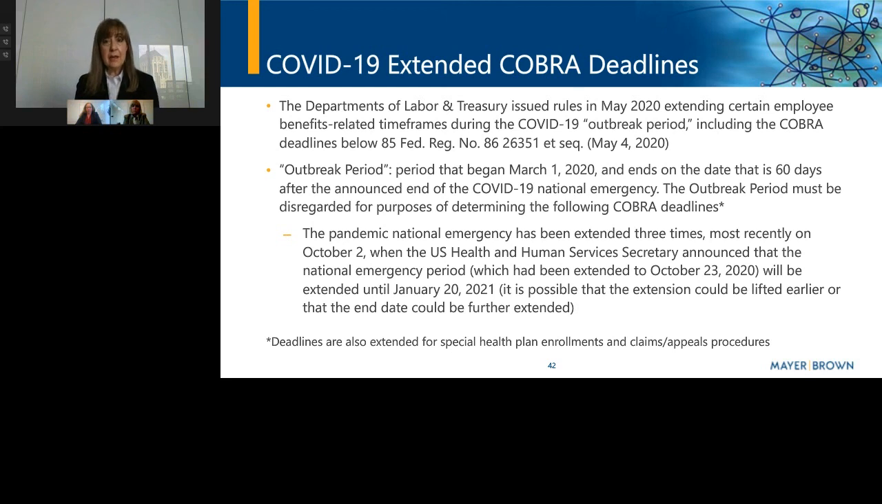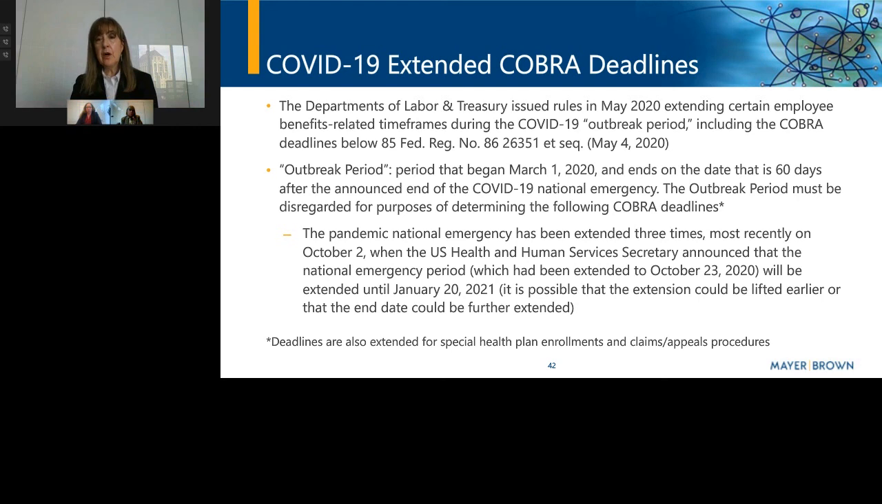For example, we were in a period of time when the anticipated lifting of the national public health emergency was scheduled for October 23, which put into December the end of the outbreak period and then a continuing of the running of various COBRA-related deadlines. But earlier this month, there was a further extension, and that extension is January 20, 2021. So you can see 60 days after that puts us after March 1 of 2021. So we are now a full year plus over the initial start of the outbreak period. This is really unprecedented to have a suspension period for such a long period of time.